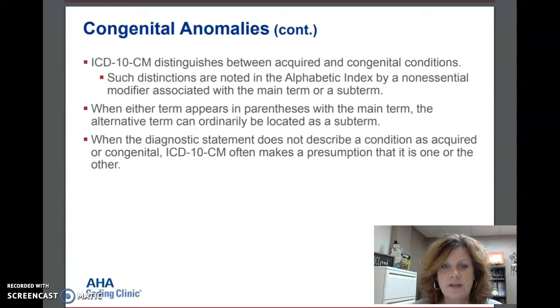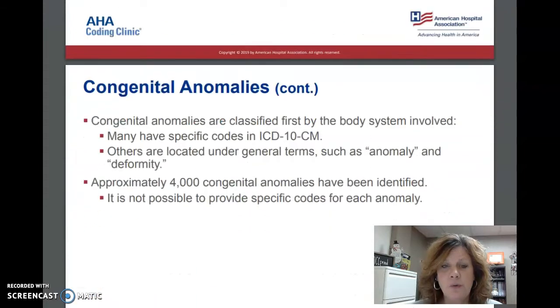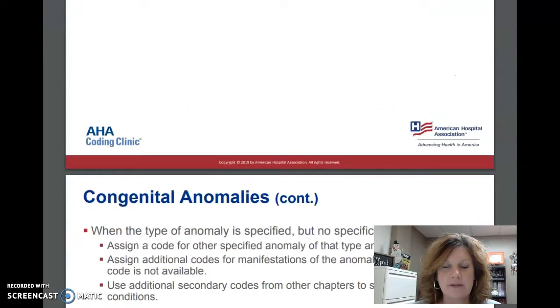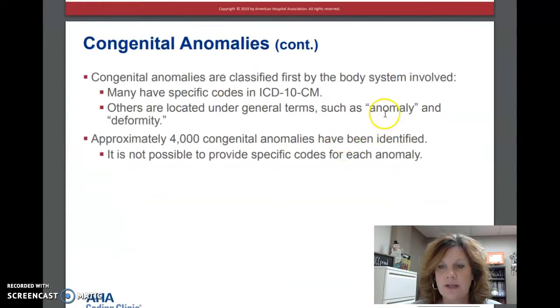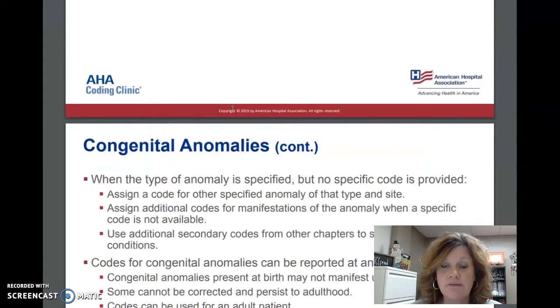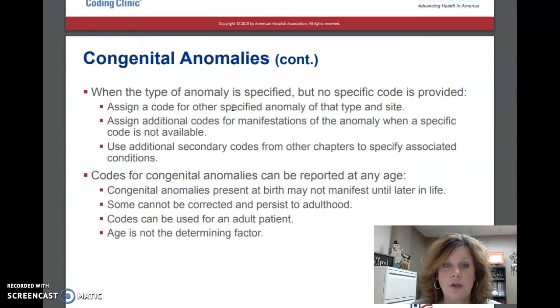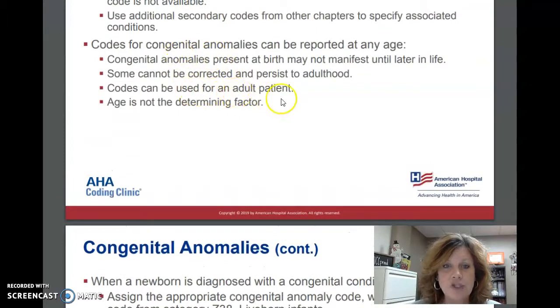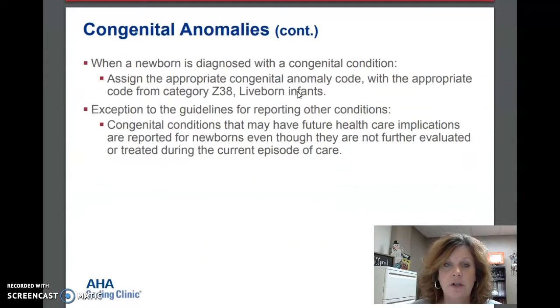With this, a lot of times when you're looking things up, make sure you look for congenital. Again, not acquired. So keep that in mind. And you're going to use the terms anomaly or deformity a lot of times as your main terms to find these codes. Okay, so with this, it can be reported at any age, can be used for an adult, so you could use a Q code on an adult's chart.